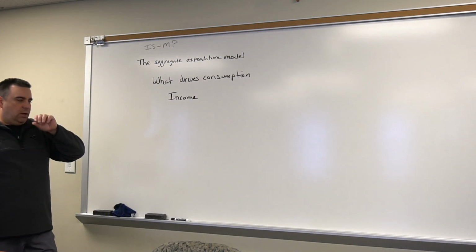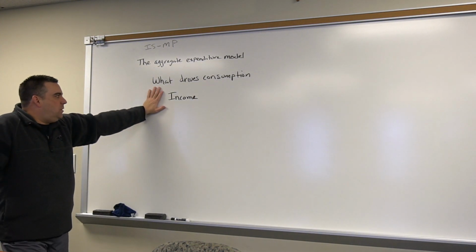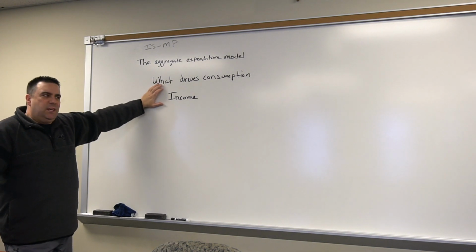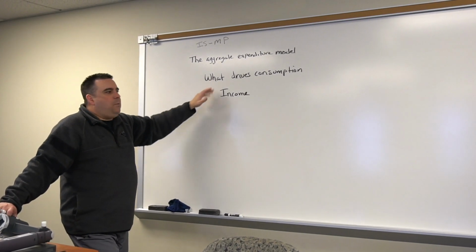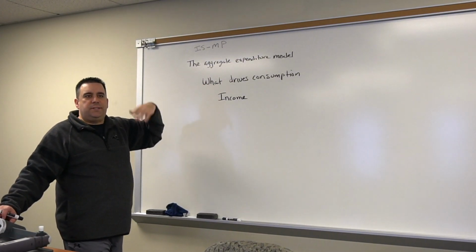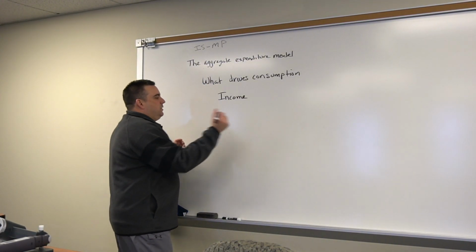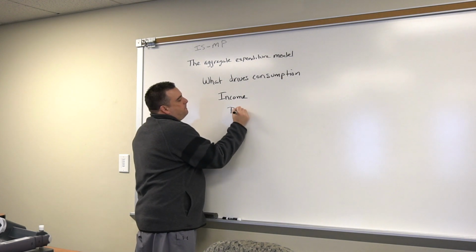I want to do a slight twist on income, and this shouldn't be too much of a surprise because, to be honest, it's the same twist we used early in the semester. I don't want to focus on just income. I want to think about disposable income.